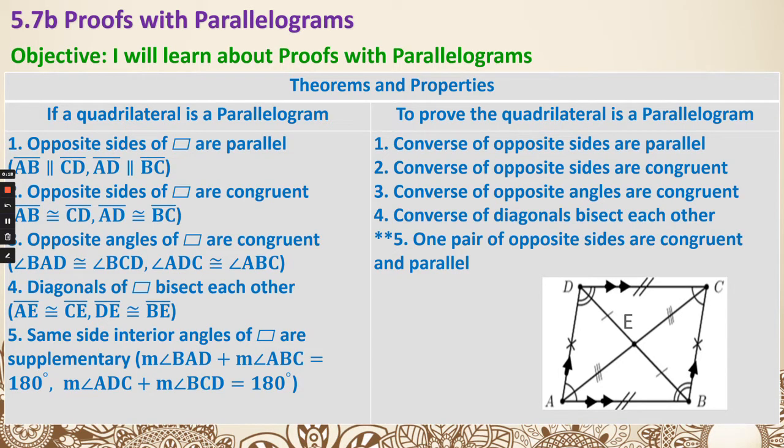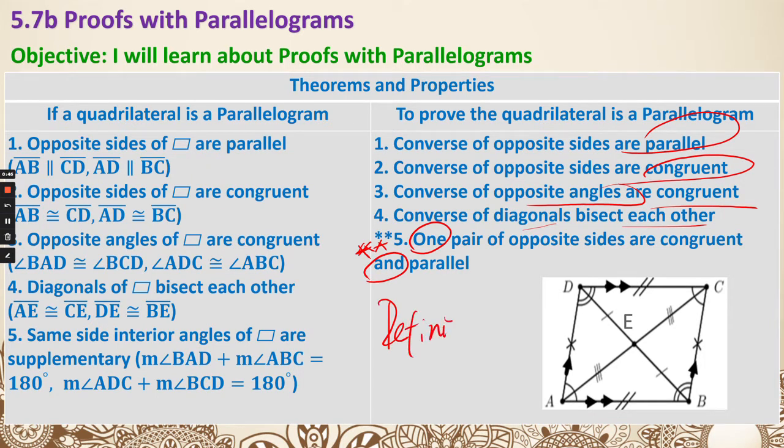We are going to focus on the right side. We can use converse of opposite sides are parallel, and we can also use converse of opposite sides are congruent. We use opposite angles are congruent, and we can also use diagonals bisect each other. And the last one I emphasized before, one pair of sides are congruent and parallel. And also don't forget the definition. The definition says two pairs of parallel lines.